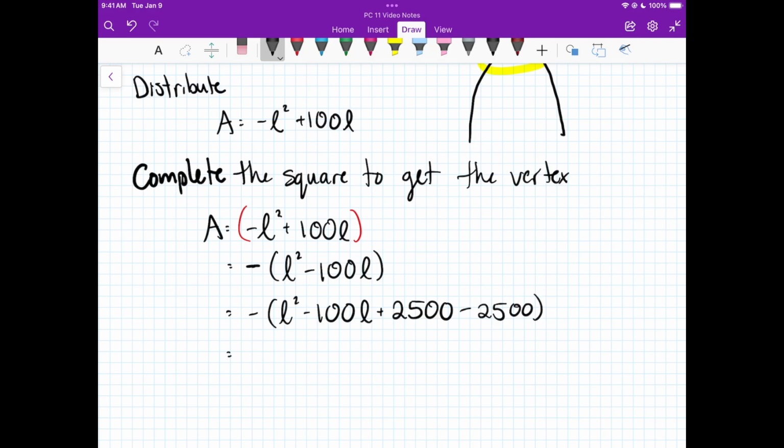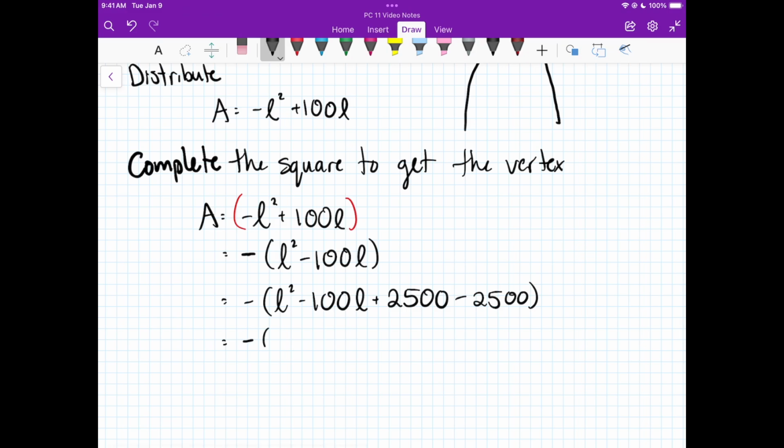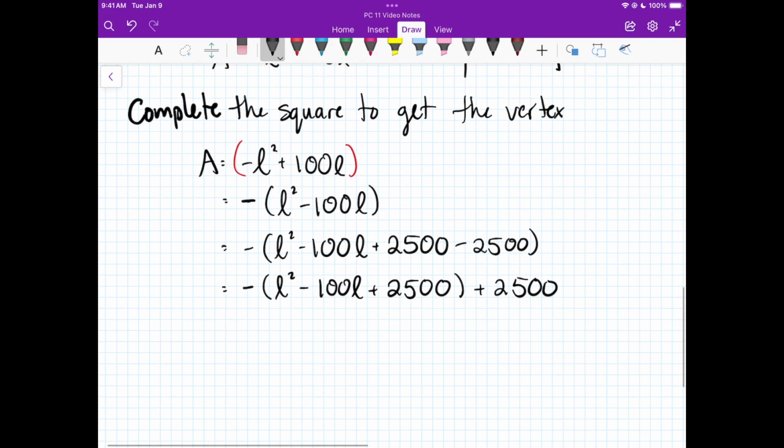We move that negative term out, and remember, when you do that, you have to multiply it with the A value, which in this case is just a negative 1. So we've got L squared minus 100L plus 2,500, and then plus 2,500 again. And then finishing everything off, we can factor that bracket and get negative L minus 50 squared plus 2,500. Again, remember, to get the 50, it's just 100 divided by 2. So, perfect. This gets us our vertex form.